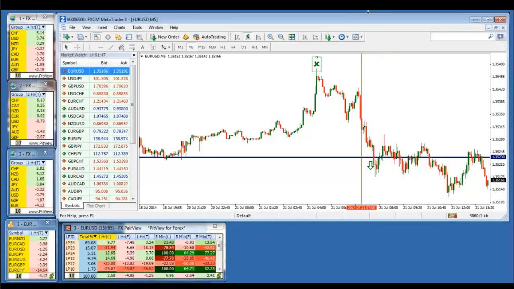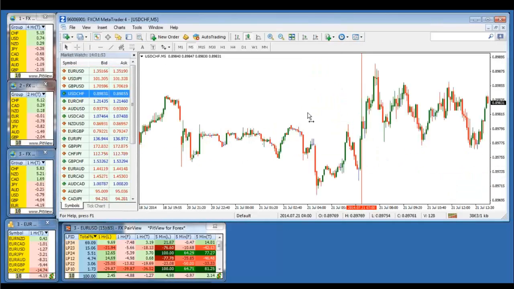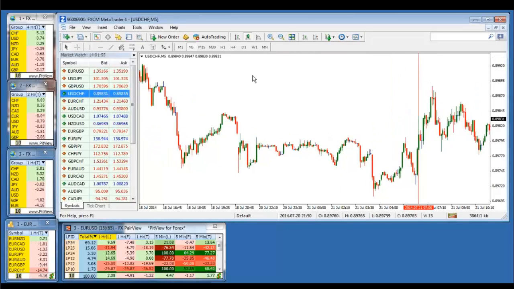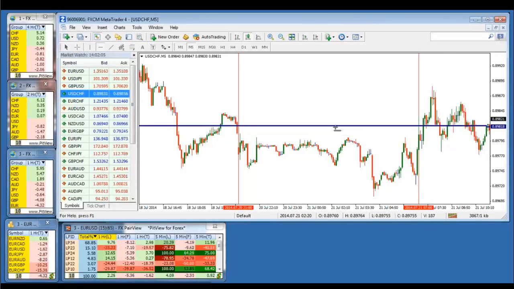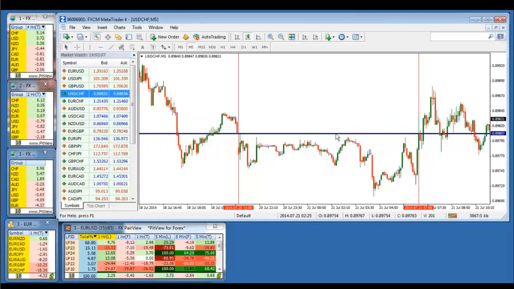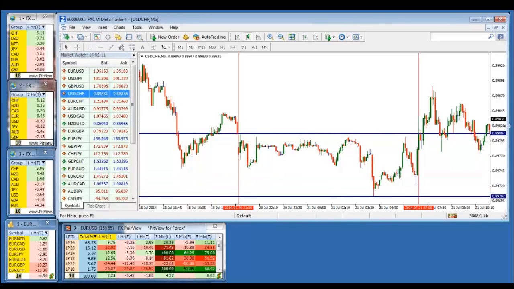Now, let me show you how this works. If you have a couple more minutes, let me show you how this would work on another currency pair that we trade. Okay? The same type of strategy can be employed right here on the dollar Swiss pair. Okay? Here's the dollar Swiss. There's the Asian high. And there's the Asian low.